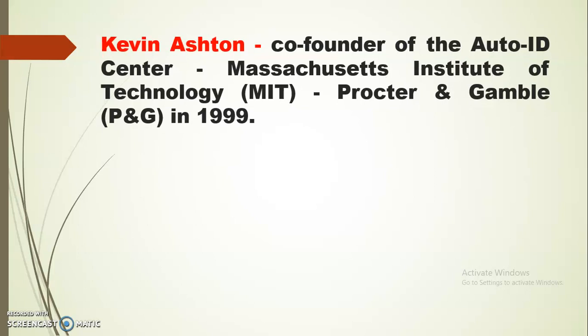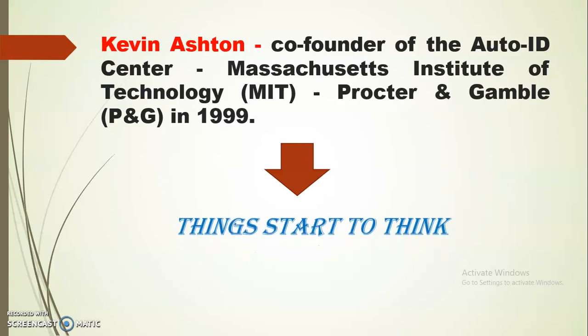Kevin Ashton, co-founder of Auto ID Center at MIT, first mentioned the Internet of Things in a presentation he made to Procter & Gamble in 1999. Then onwards, slowly intelligence is embedded into things through Internet, and therefore things start to think.